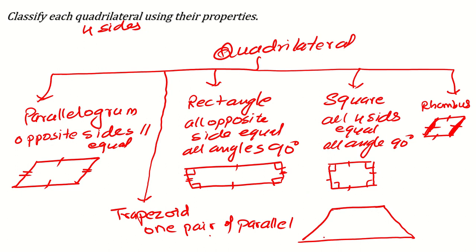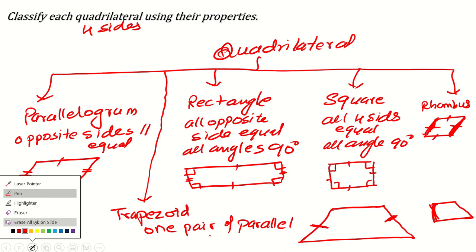And here also you have two things. If the non-parallel sides are equal, then it is called isosceles trapezoid. But if it is like this, then it will be called simply trapezoid. Like this.